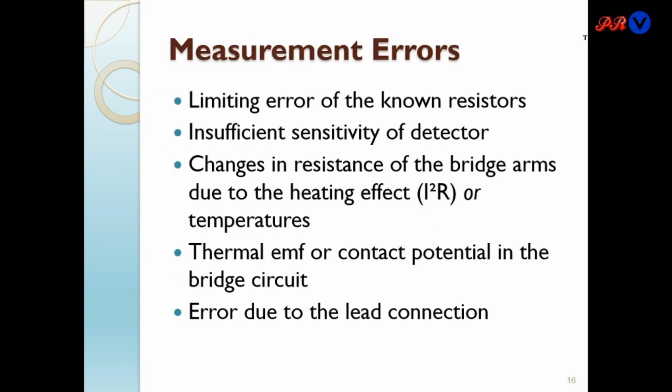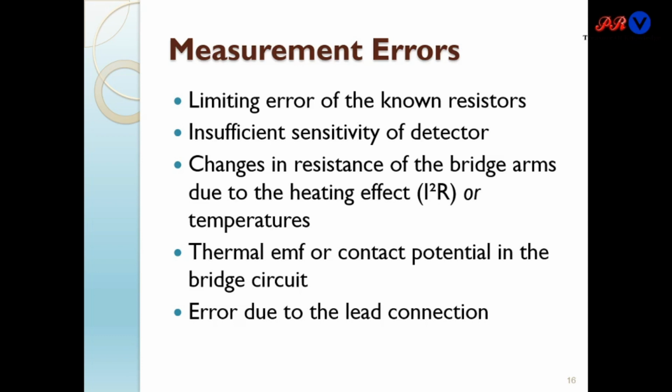Measurement error. What are the different errors that can occur in this Wheatstone bridge? First is the limiting error of the known resistance. You know the limiting errors specified by the manufacturer for the resistors, which have different uncertainties, 10%, 20%, 5%.